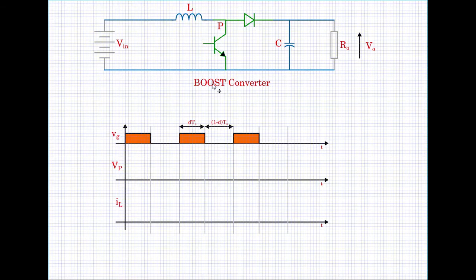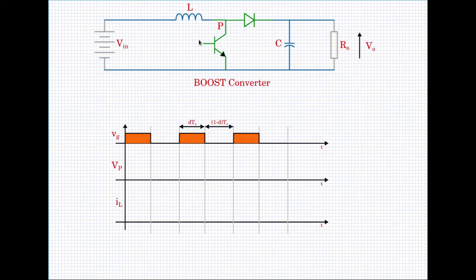Now let us look at the boost converter waveforms. This is the boost converter. I hope you recognize this topology. The inductor is on the input side, and when this BJT is on, you will see the inductor current flowing in this direction, charging up the inductor. When this is off, you will see the inductor current pumping current into the output capacitor and the output load.